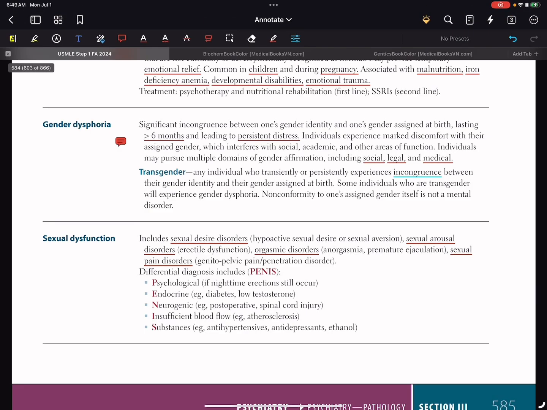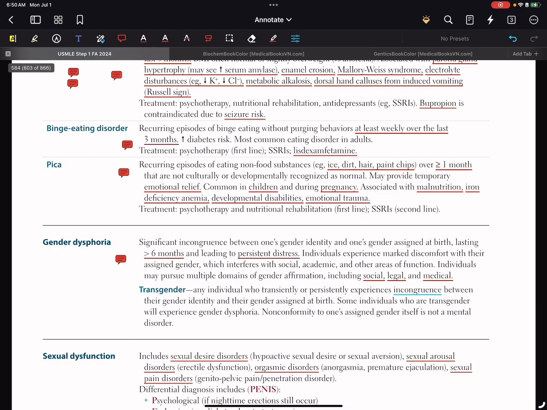Okay. Sexual dysfunction includes sexual desire disorders, hyperactive sexual desire, sexual aversion, sexual arousal disorders, erectile dysfunction, orgasmic disorders, and sexual pain disorders, genital pain, penetration disorders. Okay, differential diagnosis includes psychological causes. So this is easy. Endocrine: diabetes, low testosterone. Neurogenic: postoperative, spinal cord injury. Insufficient blood flow: atherosclerosis. Substances: antihypertensives, antidepressants, SSRI, ethanol. So antihypertensives, antidepressants, SSRI, ethanol, of course atherosclerosis, neurogenic, postoperative spinal cord, diabetes, and low testosterone.